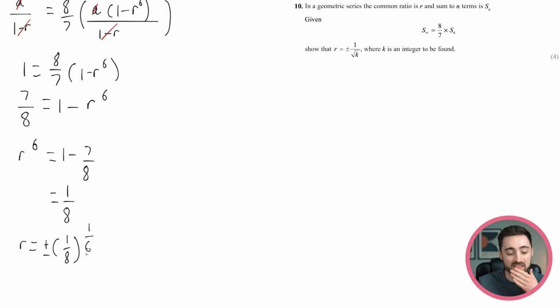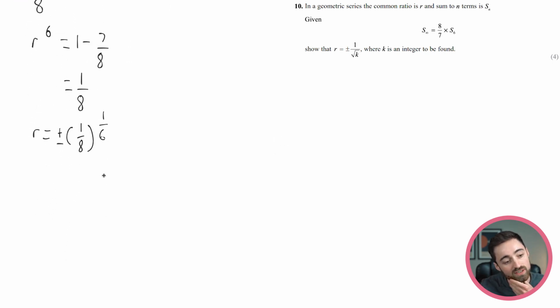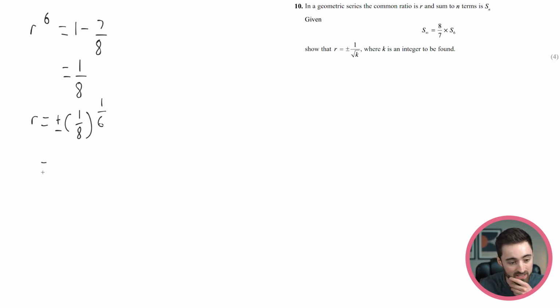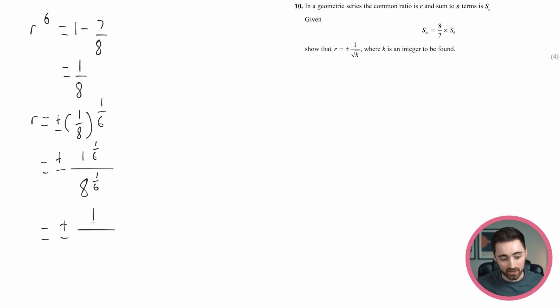Let's have a think. 1 over 6. Now, there's something I'm noticing about this 8 here. And that is that, you know what? Before I even get onto that, I want to be less confusing about this fraction. So let's do this longhand. This is going to be 1 to the 1 over 6 divided by 8 to the 1 over 6. 1 to the 1 over 6 is just 1. So that's why I wanted to do this, just to get it a bit simpler for you. Okay, 8 to the 1 over 6. Now, to be honest, at this point, you could just put 8 to the 1 over 6 into your calculator and see what you get.